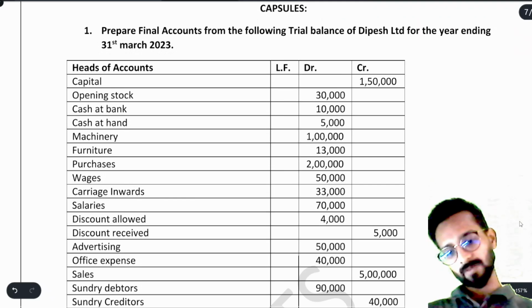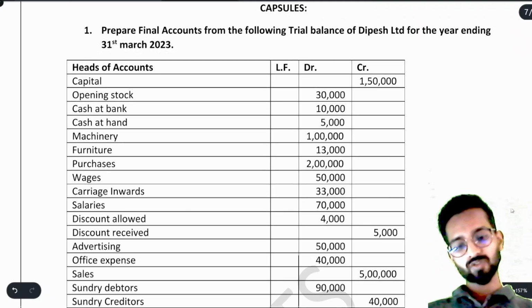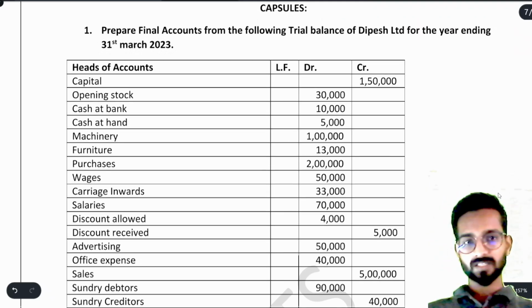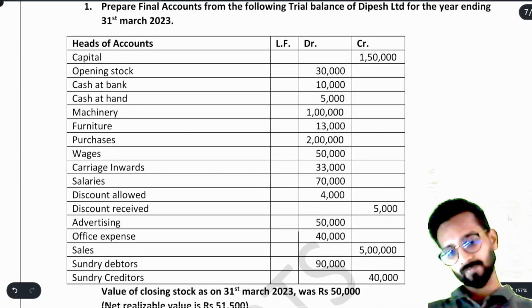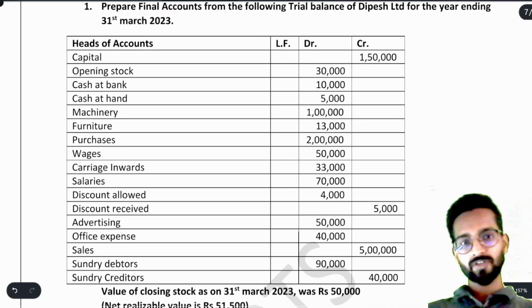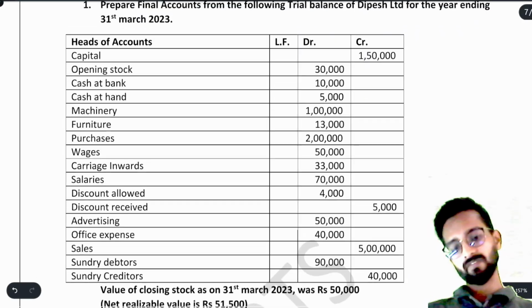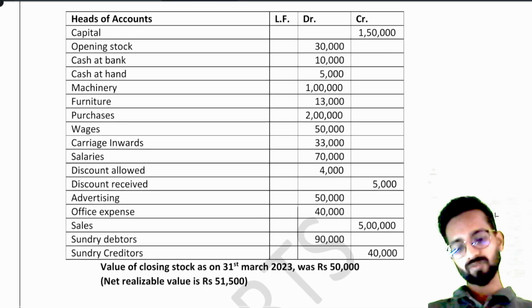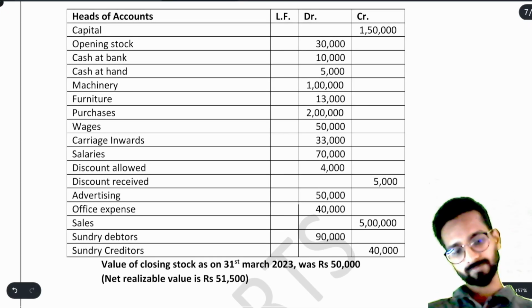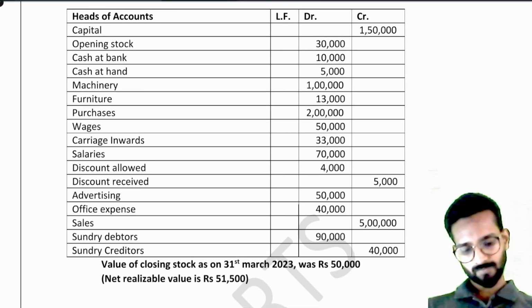we have your first capsule: prepare the final accounts from the following trial balance of Deepesh Limited. Okay. Now check. Trial balance is already given. I have already told you, without trial balance you cannot prepare the final accounts. Now they have given us trial balance as on 31st March 2023. Check.